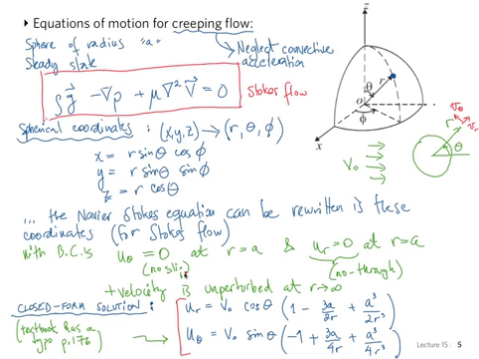When you plot these, because you have a closed form solution, you can actually plot the velocities and the streamlines. When you plot the streamlines, you can see that there's complete symmetry of the streamlines. There's no wake.